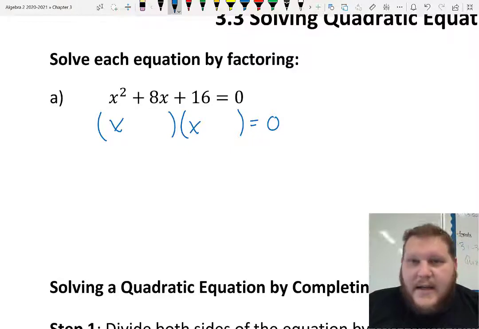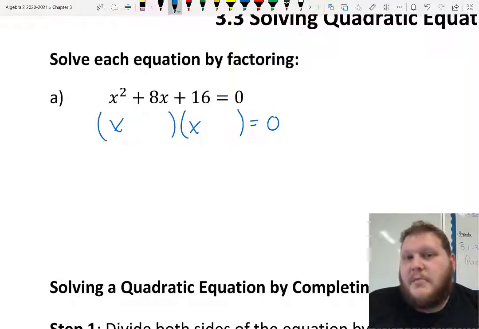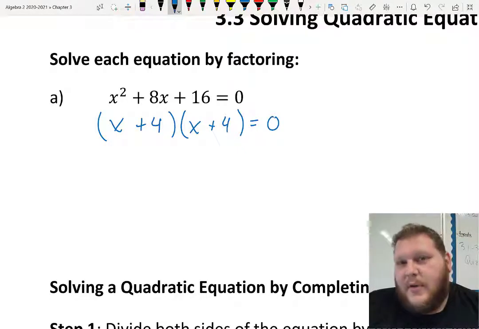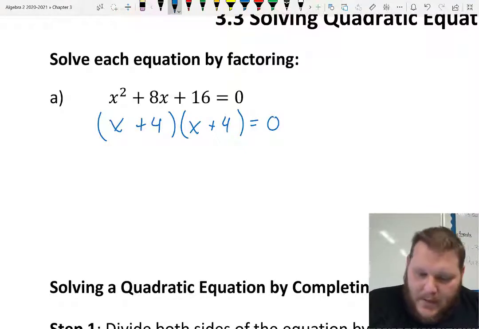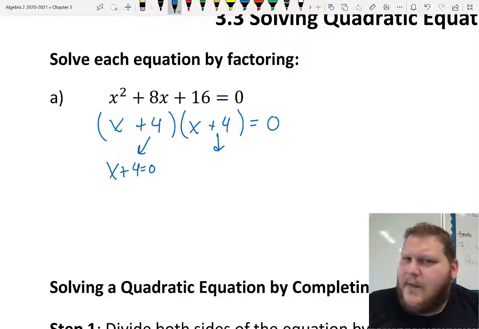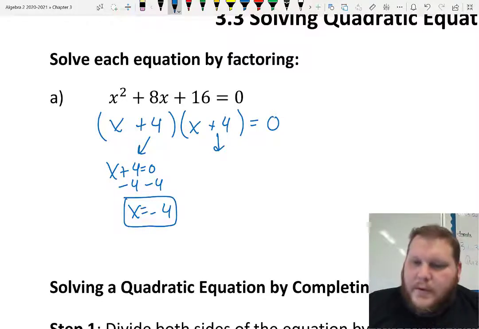where I'm looking for, okay, my first two terms we know are x and x because x times x is x squared. For the other two, I'm trying to figure out what two numbers multiply together to give me 16, but add up to a positive 8, which in this case would be positive 4 and positive 4. 4 times 4 is 16, but 4 plus 4 is 8. So if I was going to solve this, I get each of these parentheses set equal to 0, which I'm only going to really show you once because it's the exact same thing for both of them. So here, when I subtract 4 on both sides, I get x equals negative 4.